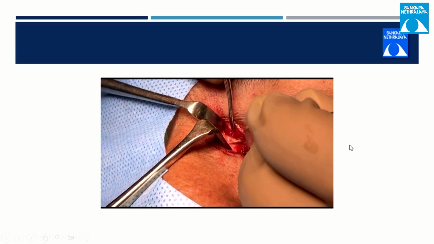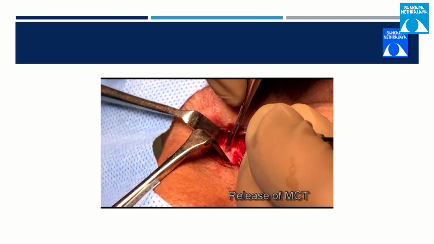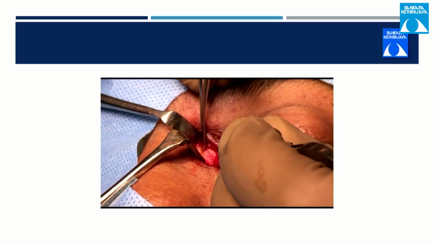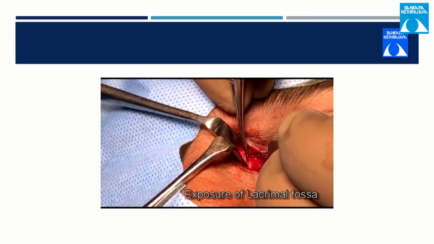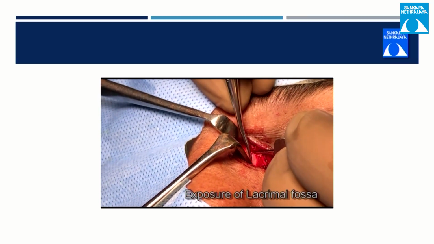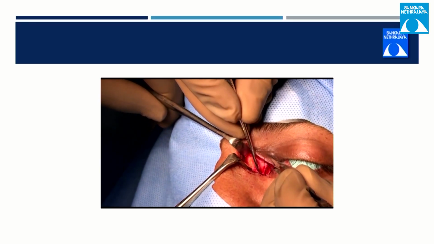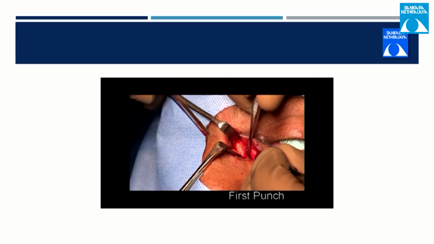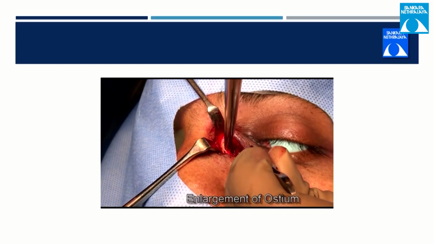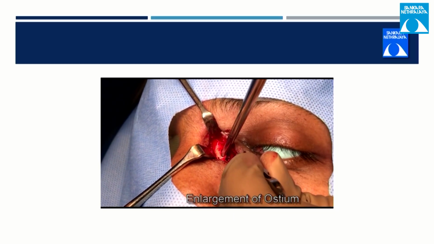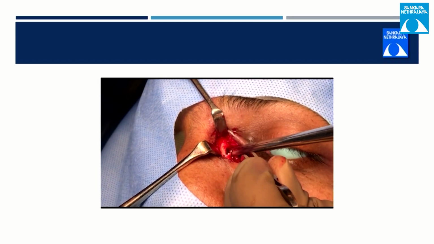So now the periosteum is elevated. In this, they're doing the NCT release after that. The anterior lacrimal crest is exposed, and the lacrimal fossa is exposed. So using a Rongeur's punch, using a periosteum elevator, we first make the ostium, and then using the punch, we enlarge the ostium.